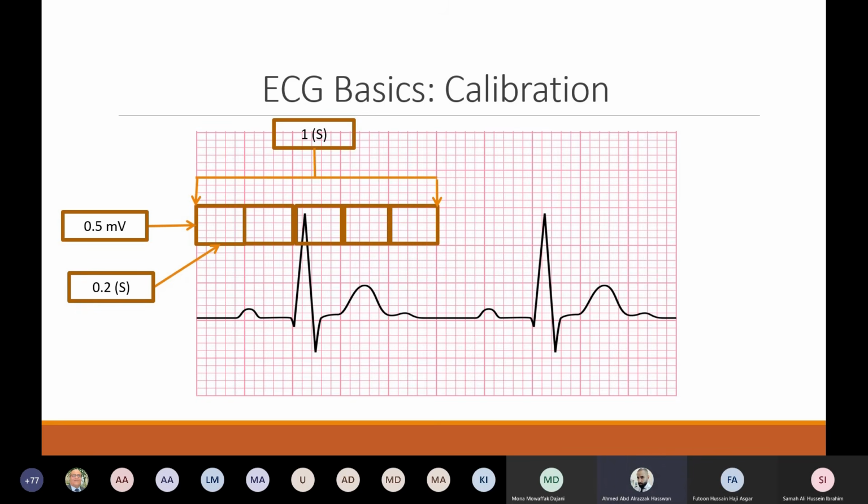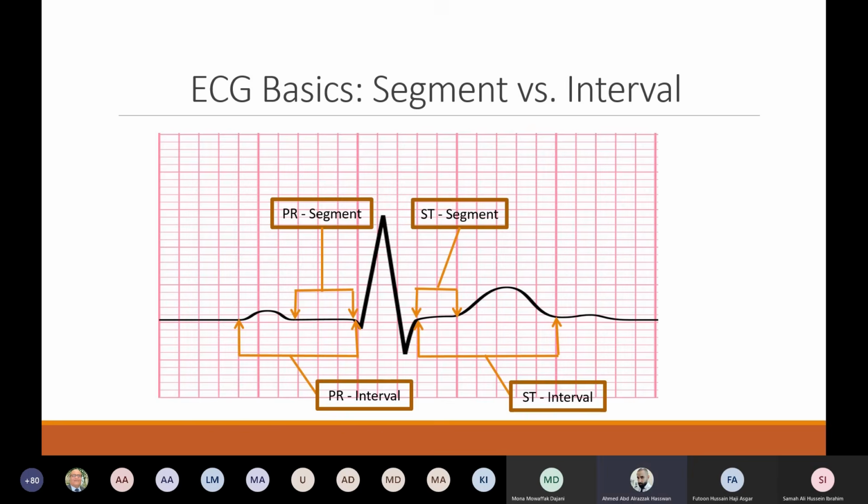constituting 1 second. So how many big boxes in a minute? This is simply 5 times 60, and this equals 300 boxes. So in 1 minute, we have 300 boxes. Now, let's see what else we have.